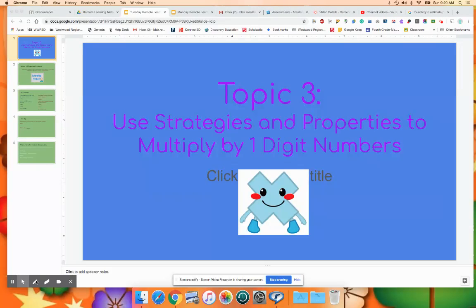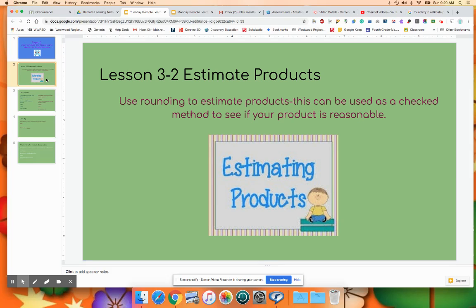It's Miss Ross. We're continuing our review of topic 3, where you're using strategies and properties to multiply by one-digit numbers. Today, we're going to review estimating to determine products. And you might think, why are we doing that? Oftentimes, estimating is a great check to see if your actual multiplication is reasonable, if it makes sense. So it's a good strategy to go over, okay?